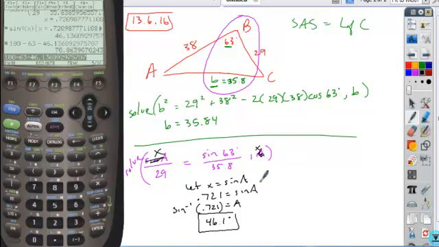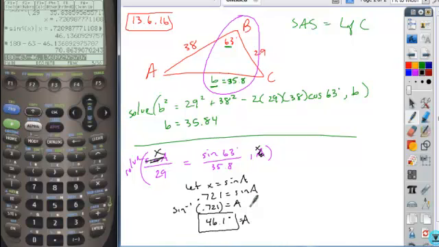And so you get, this is angle A. That means angle C is going to be 70.9.